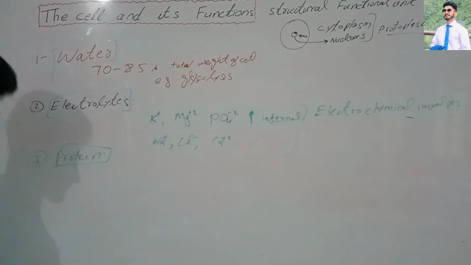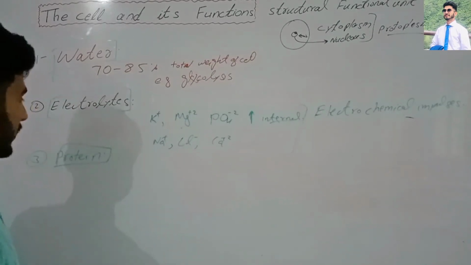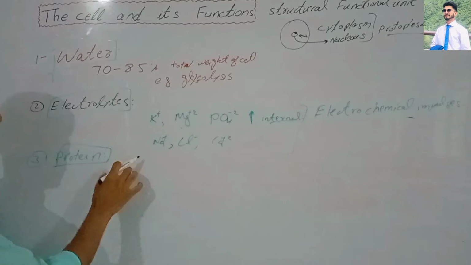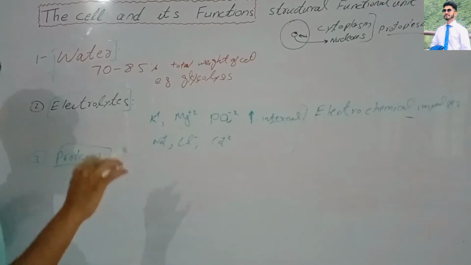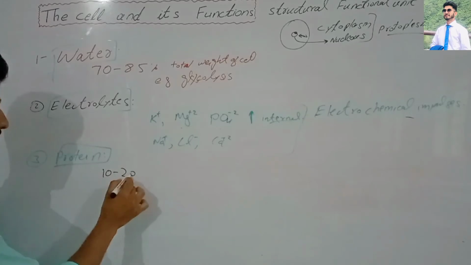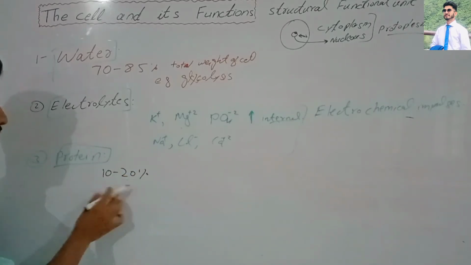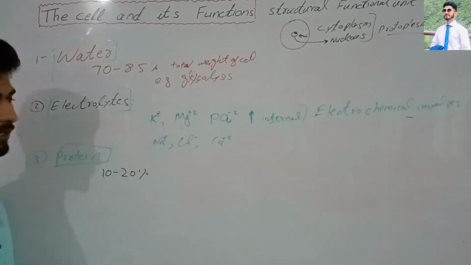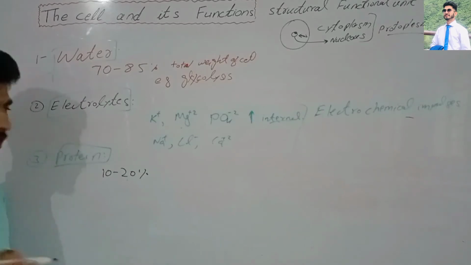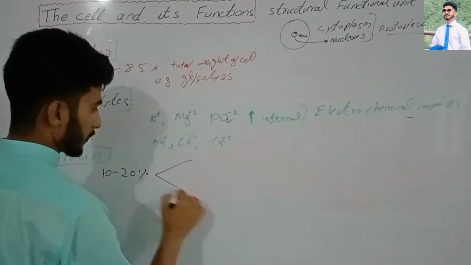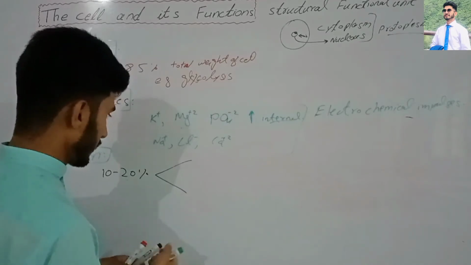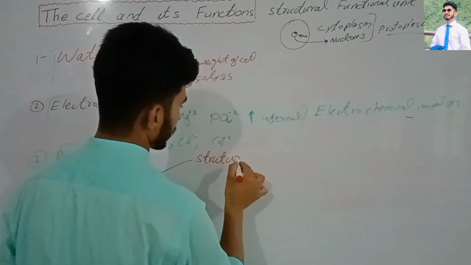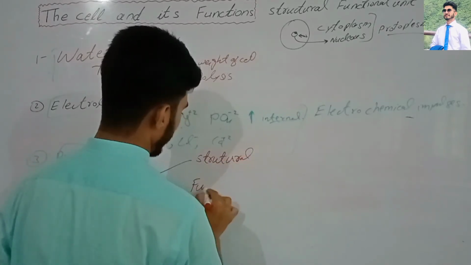Protein is second after water, present in high quantity inside our cell, almost 10 to 20% of the total weight of the cell. Protein is further divided into two types: structural proteins and functional proteins.